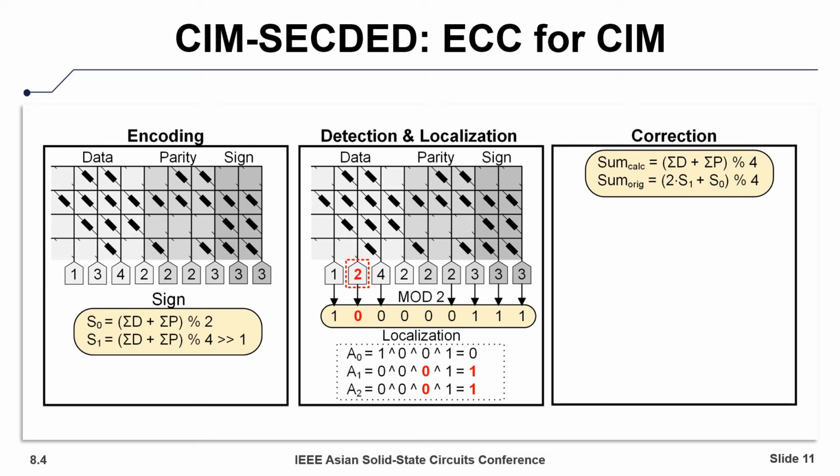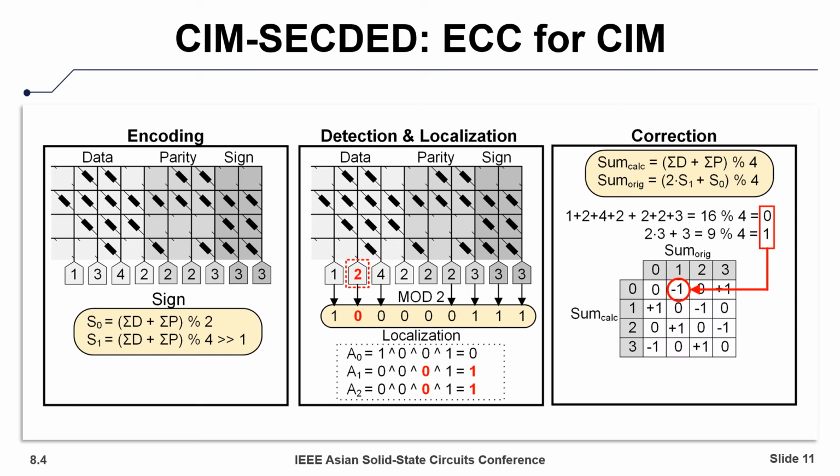Now that we have detected and localized the error, the only thing left to do is correct the error. This requires us to compute the sign of the error. To do this, we will compare the checksum encoded in our sign bits with the sum of the ADC outputs modded by 4. If we do this math out, we will get 0 for the ADC outputs and 1 for the checksum. And so 0 minus 1 implies a negative 1 error. We would then go add 1 to the 3rd ADC output to complete correction.